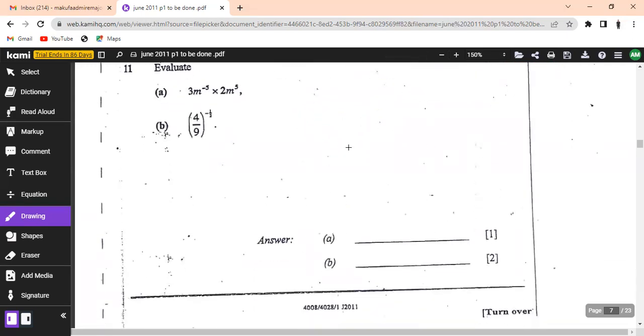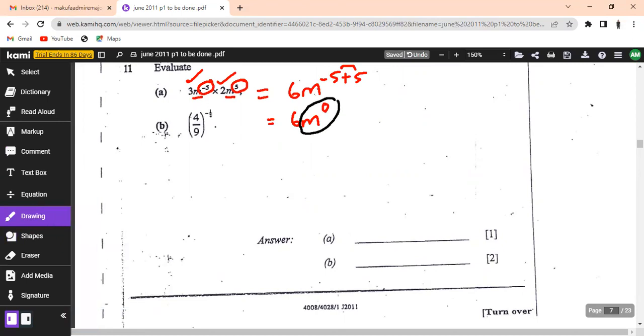Okay, evaluate on number 11, 3m to the exponent of minus 3 times 2m to the exponent of 3. So it's just a matter of applying your laws of exponents. 3 times 2 does not need any law, so it's going to be 6. Here, you are multiplying the bases, which are the same. So you add the exponents, which is minus 5 plus 5, which is going to give us 6m to the exponent of zero. If you add minus 5 plus 5, that's a zero here. And if we are to cross-check, it is our m here that is being raised to the exponent of zero. We know that any number to the exponent of zero is 1. So it's 6 times 1, which is going to give us a 6, just like that.